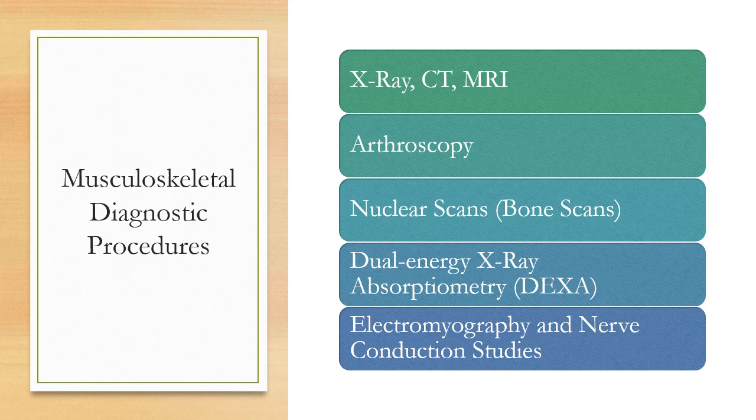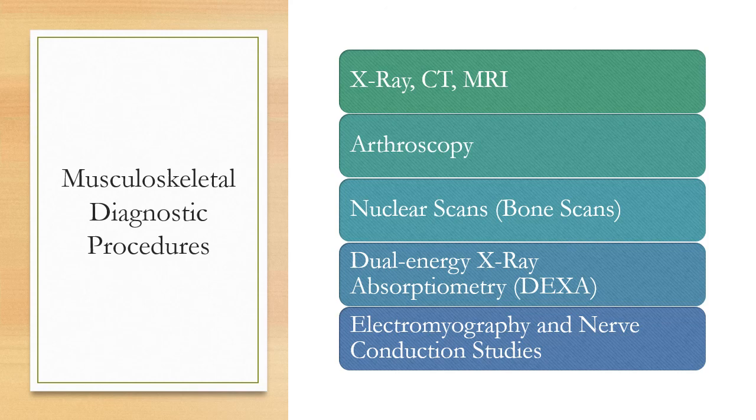So a DEXA scan, so a dual energy x-ray, DEXA is good enough, okay? So that's a bone density scan. So we call those bone density scans. What are they for? Osteoporosis. Okay, so a DEXA scan or a bone density scan. We don't usually get into that long word there, dual energy x-ray absorptiometry, okay.